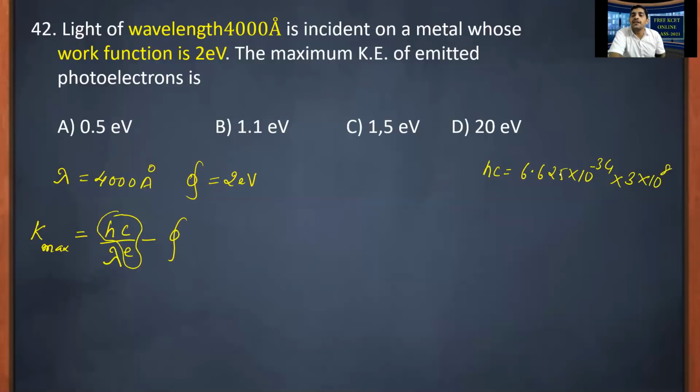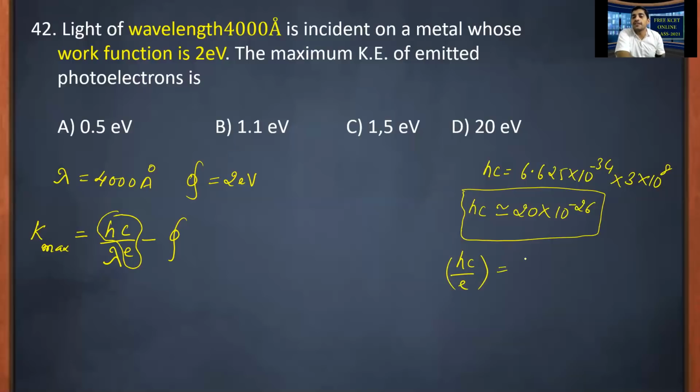the power 8. See, when you multiply this, it roughly comes to 20 into 10 to the power minus 26. Which one? hc. So this is used in many places. Rather than substituting and multiplying every time, hc is roughly equal to 20 into 10 to the power minus 26. Okay, going ahead, with hc by e, in some places we need this electron volt conversion. So see how much this comes to, 20 into 10 to the power minus 26 divided by 1.6 into 10 to the power minus 19, charge of an electron.